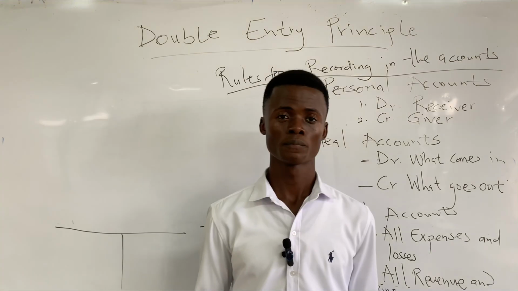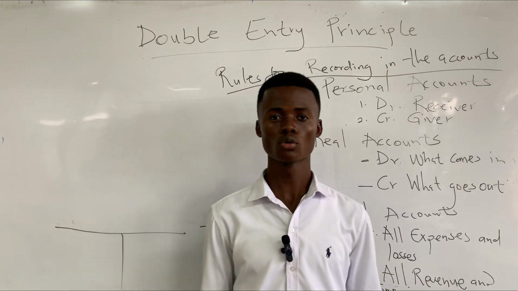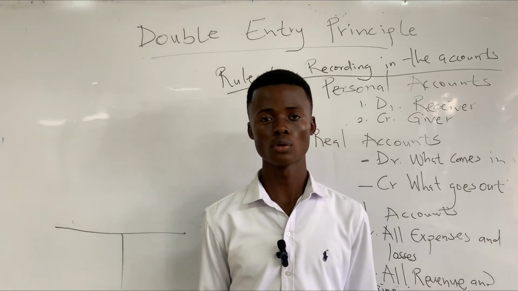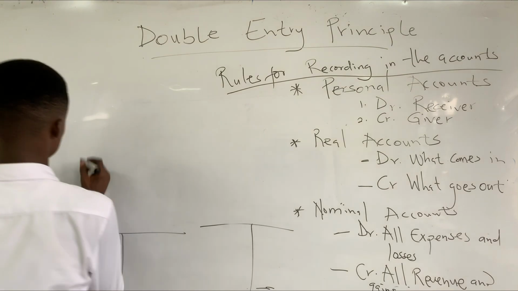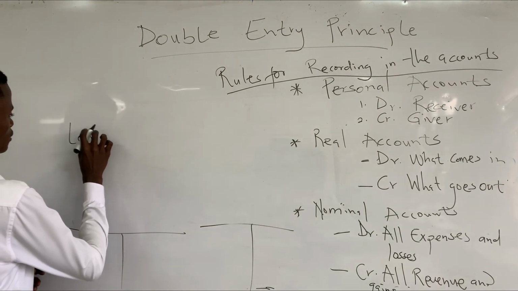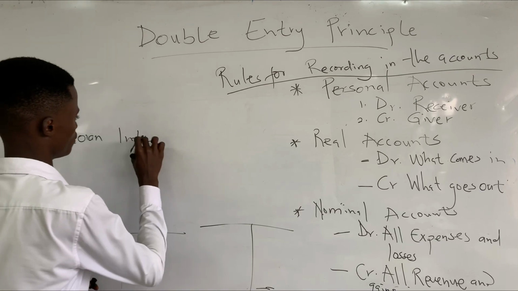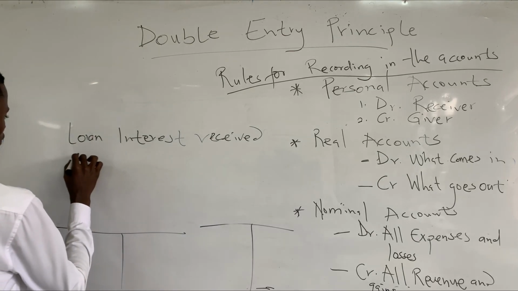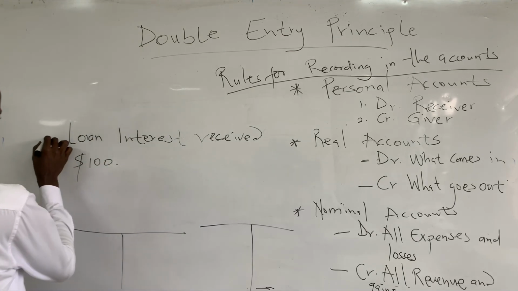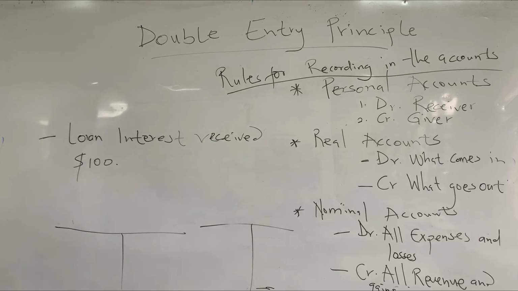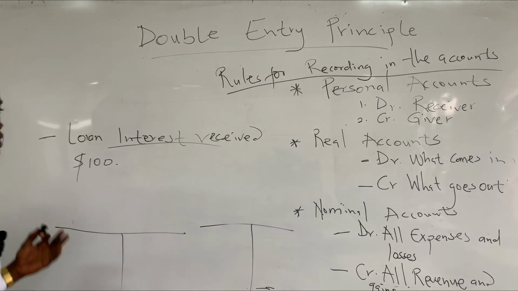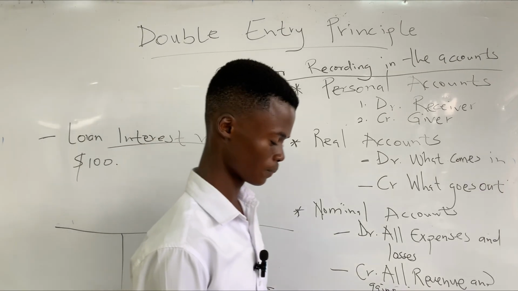An example is, let's say you received interest on a loan that you gave out to someone. You received, let's say, $100 cash for the loan that you gave out. So let's say: loan interest received, $100. These are the transactions. Obviously the two accounts that should be involved are the loan interest received and then the source of payment, which is the cash account.